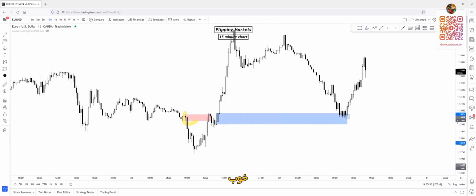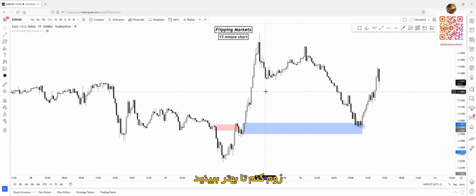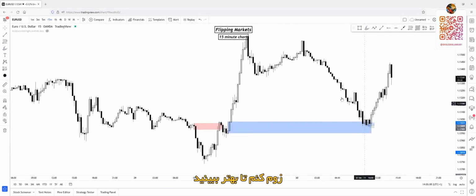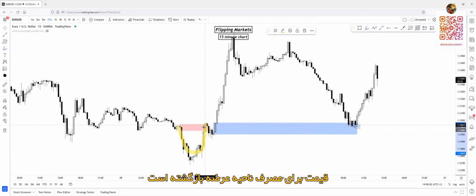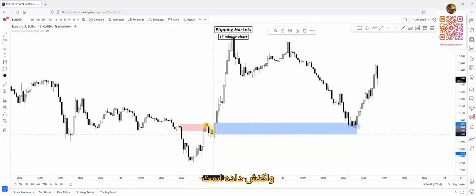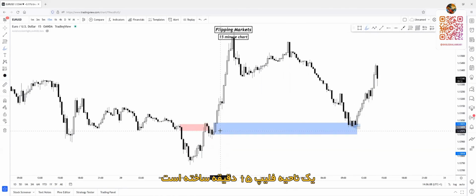Okay. Price actually came back up. Sorry, let me just zoom in so you will see it better. So price came back up to mitigate this supply zone, and after the mitigation, it reversed on this supply zone. But after the reversal, it created a flip zone, a 50-minute flip zone.